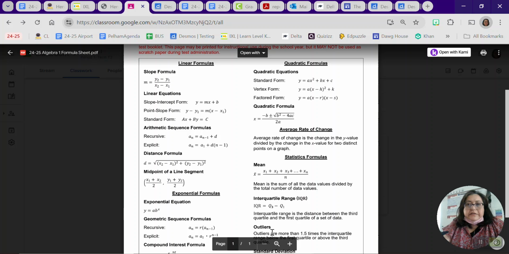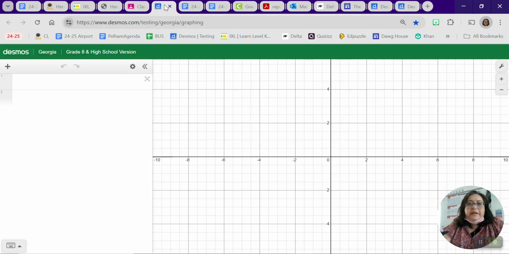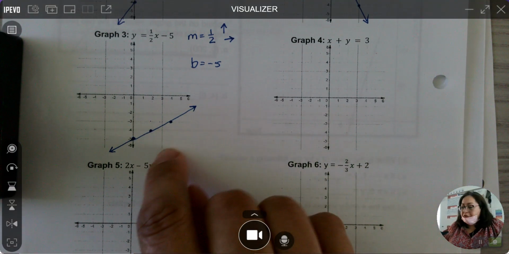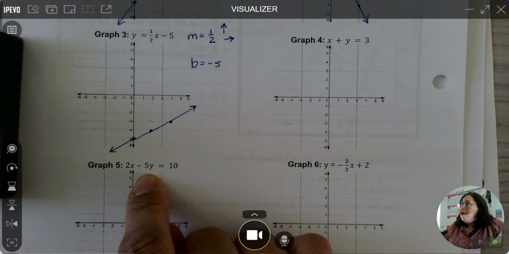All right, so this is the formula sheet. This is the correct version of Desmos that you should be using because it says grade 8 and the high school version right here. Okay? All right, so when we look at problem number 5, it says graph number 5. What do you notice about the form? Is it slope-intercept form? It's standard form, right?